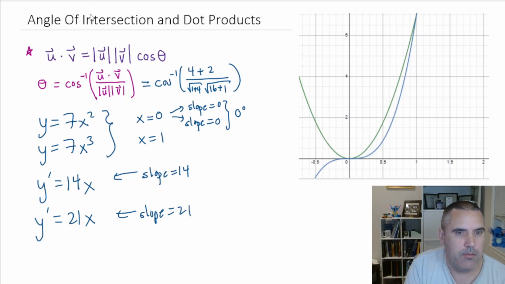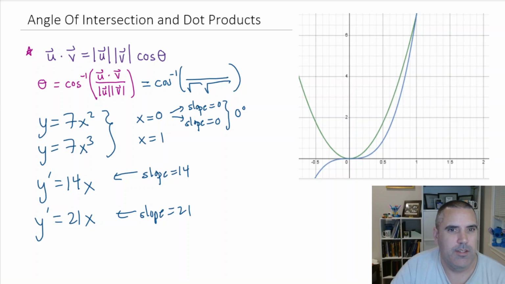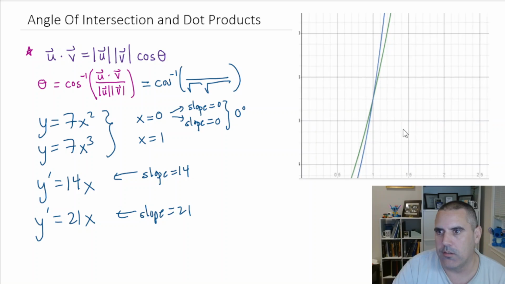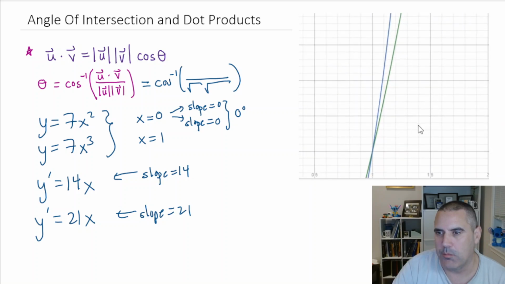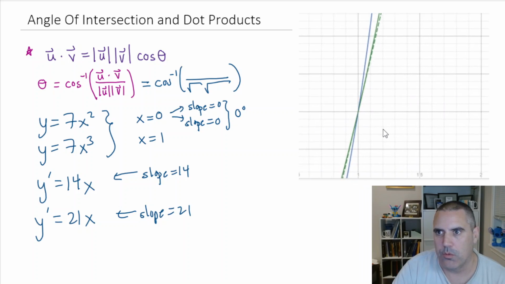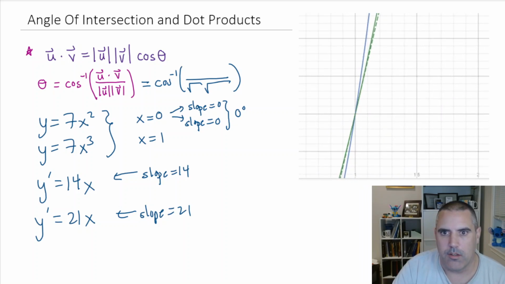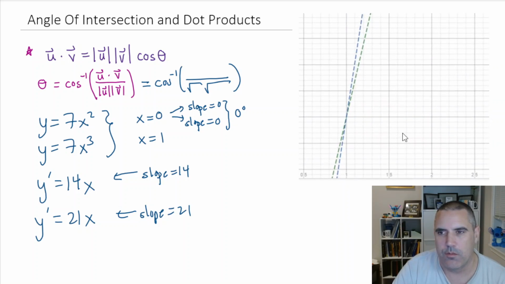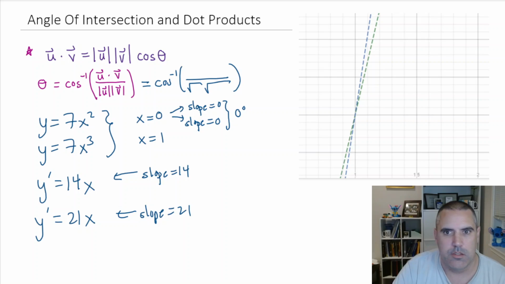And the moment you have that, you're done, because this is just like the previous question, except instead of slope 2 and a fourth, it's 14 and 21. Now visually what that looks like, I'll zoom in, is that angle. It's going to be a really small angle, but here's the tangent line with slope 14. Here's the tangent line with slope 21. If I get rid of the original ones, it's just like the question we just did. So I want the angle between slope 14 and slope 21.